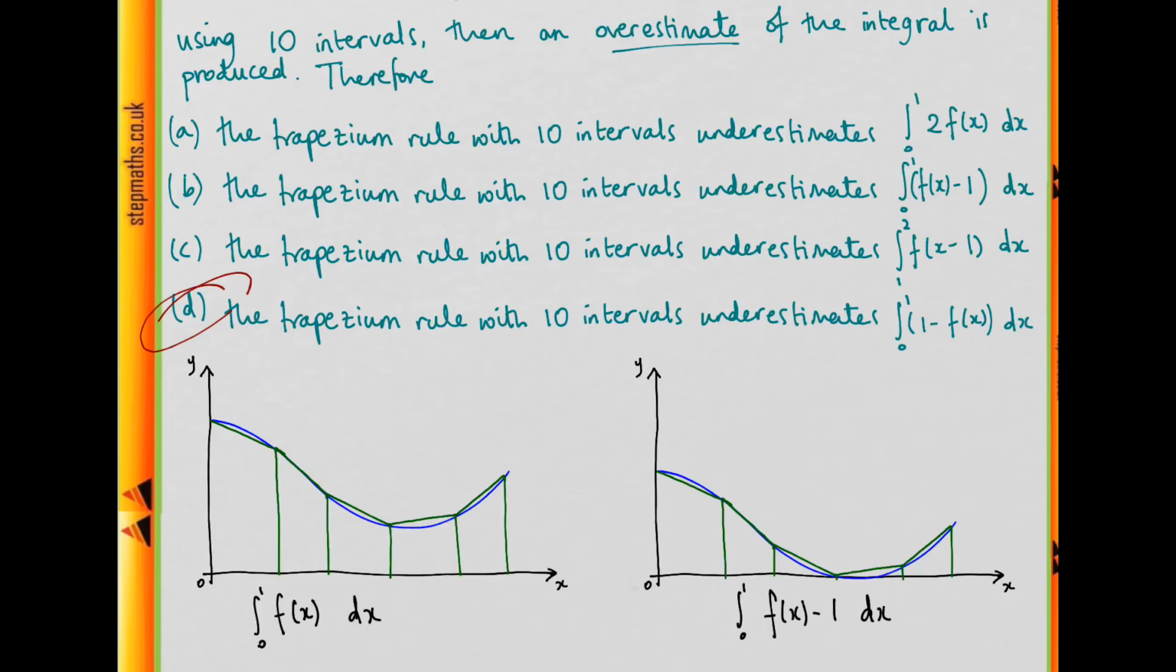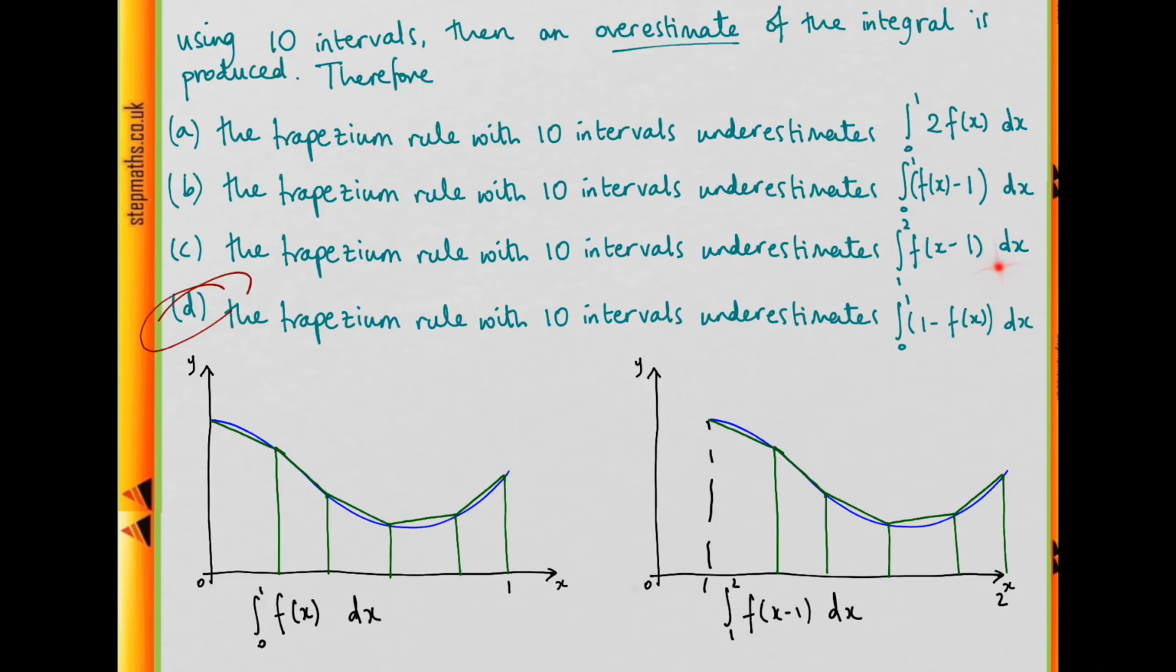And for the third one, we're just translating everything to the right by 1, but we've also translated the interval that we're integrating over to the right. So it's the same integral, it's just everything's been shifted to the right. So these areas are still going to be the same, and so these areas above the curve are still greater than the area below, and so we still get an overestimate. So indeed, the only one that gives us an underestimate is D.